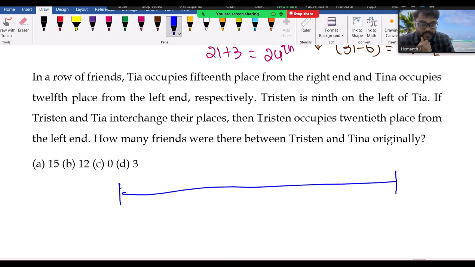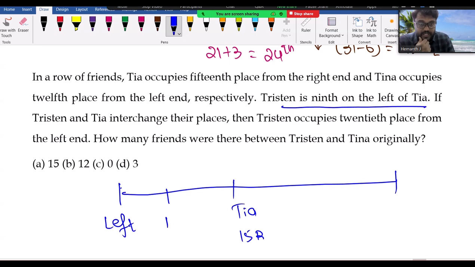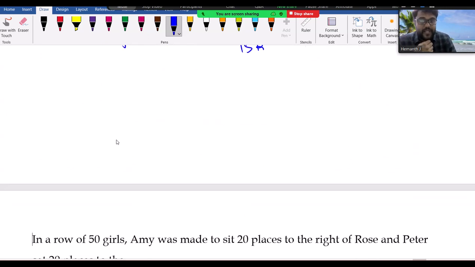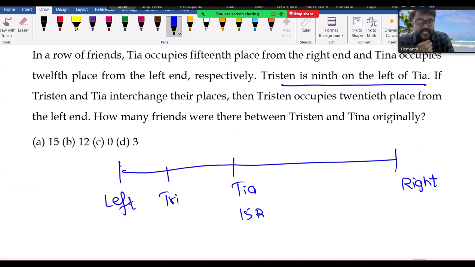Okay, fine. So first of all, I'll write Tia. Tia is 15th from right hand. Tristan is 9th to the left of Tia. So I'm going left side, means close to the left and away from the right end. From the right side I'm going away, so I have to go 15 plus 9, 24. Plus, not minus, please focus. I'm going away from the right side, so this is 15 plus 9, 24 from right hand. That is why plus, Tristan.